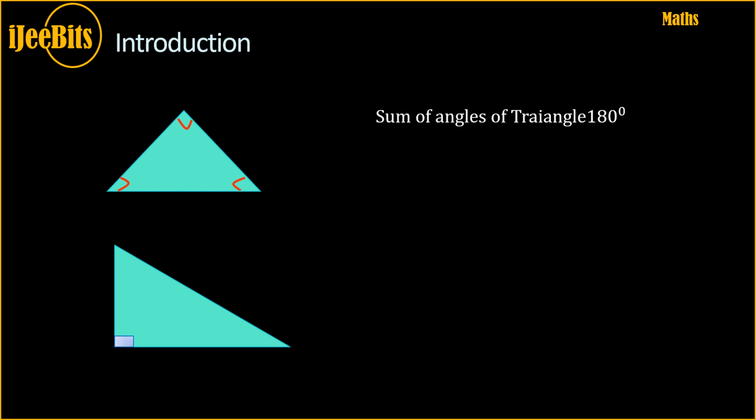Let me write them down. Assuming this is A, this is B, and this is C, I can note down A, B, and C. So angle A plus angle B plus angle C equals 180, irrespective of the triangle. Here you can see this is a 90 degree angle, which means a right angle triangle.